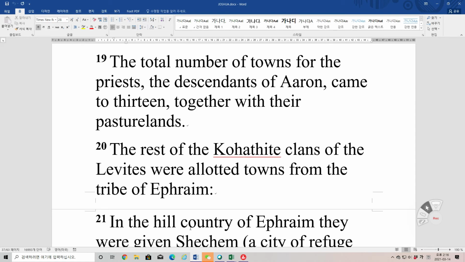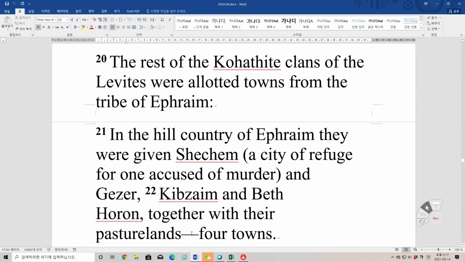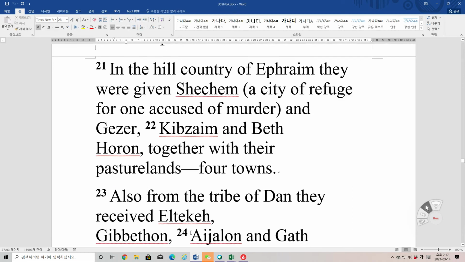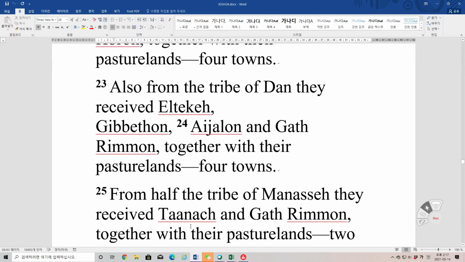The rest of the Kohathite clans of the Levites were allotted towns from the tribe of Ephraim. In the hill country of Ephraim, they were given Shechem, a city of refuge for one accused of murder, and Gezer, Kibzaim, and Beth Horon, together with their pasture lands, 4 towns.